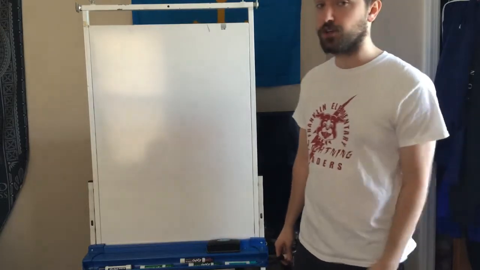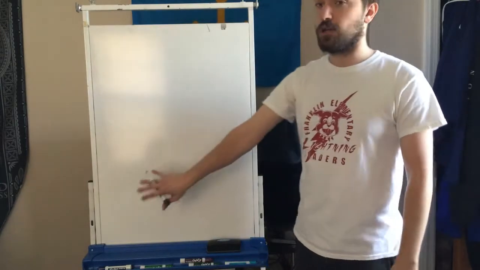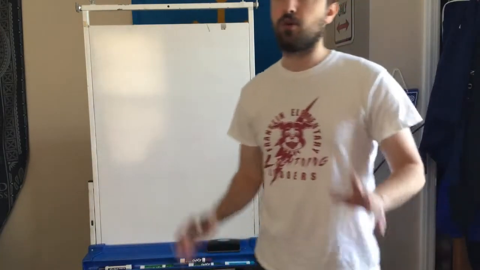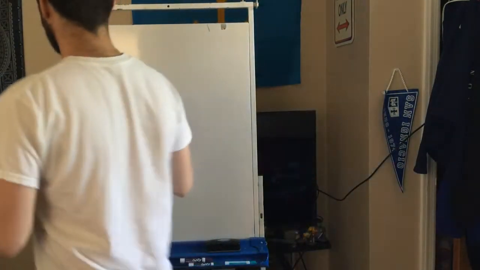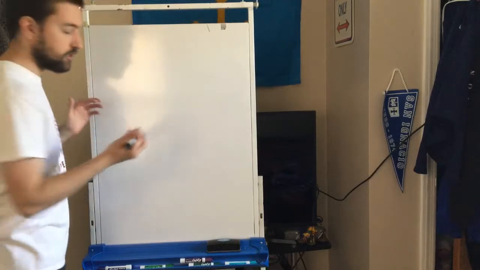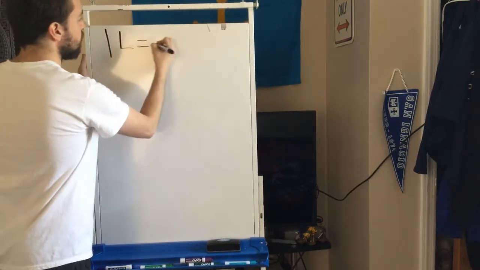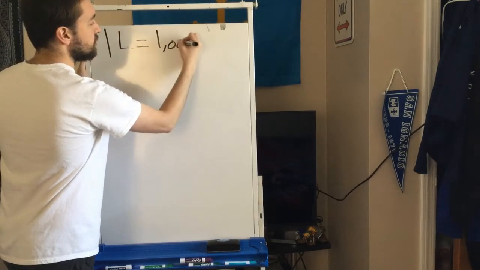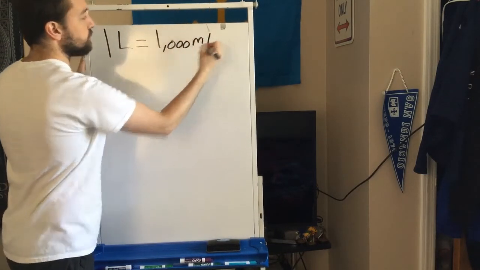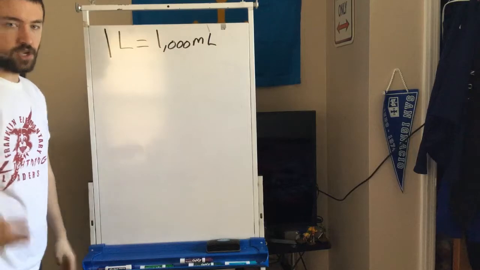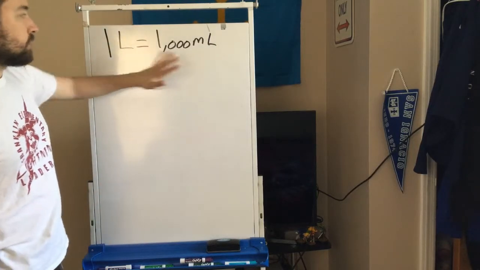Now, there's 4 conversions we have to talk about, and I'm going to write them all out on the board here. 3 of the 4 are going to look almost identical, because they really are. The only difference is their units. Now, the first one is 1 liter equals 1,000 milliliters. If we were to measure our drinks, we could use liters and milliliters.